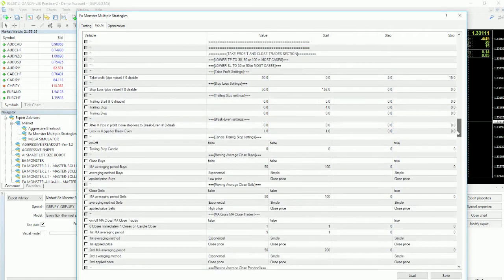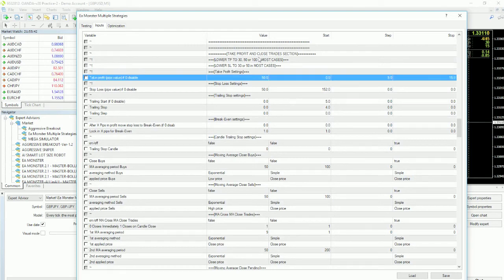Okay, here we go. We got through all the open trades features. Now we're into take profit. Take profit, this should be easy to go through, right? Do I have to explain this?